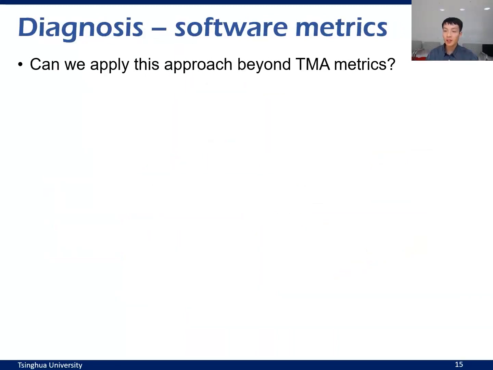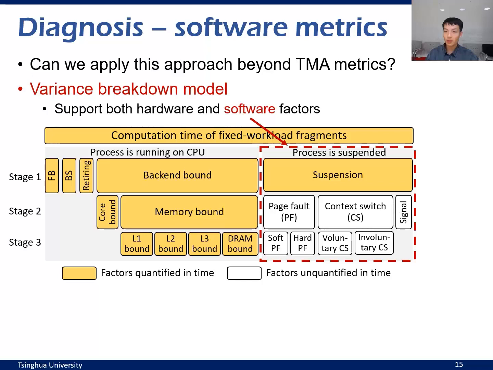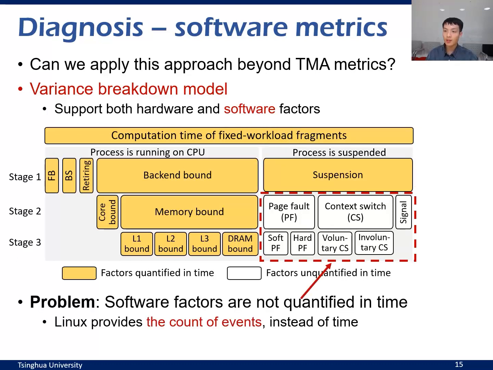And the immediate question is how to deal with other metrics outside of TMA metrics. To solve this problem, we propose the variance breakdown model. It supports both hardware factors and software factors for computation. The left part shows possible factors when the program is running on CPUs, and the right part shows reasons when the process is suspended. A challenge here is that many software factors are not quantified in time. For example, Linux provides the count of page faults instead of the time they cost.